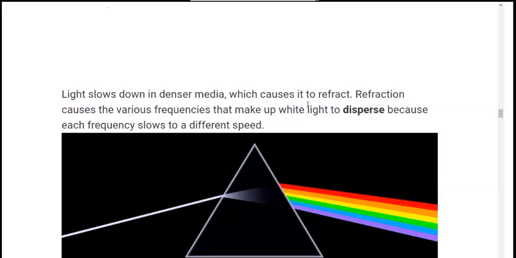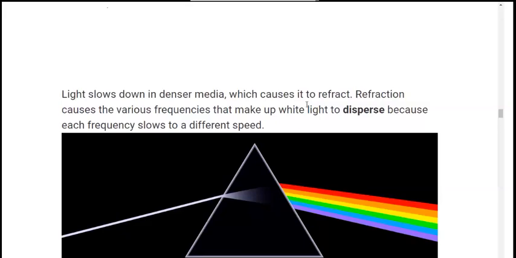Refraction causes the various frequencies that make up white light to disperse, because each frequency slows down to a different speed. So different component colors of light get deviated through different angles. That's why after passing through the medium, it gets dispersed, separated from one another, and appears as a 7 band of colors called a spectrum of light. Naturally, this band of colors you would observe as a rainbow in the sky during rainy season.